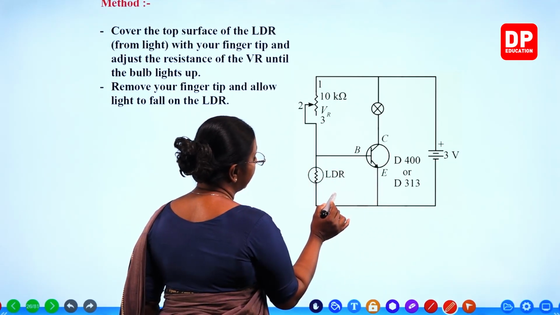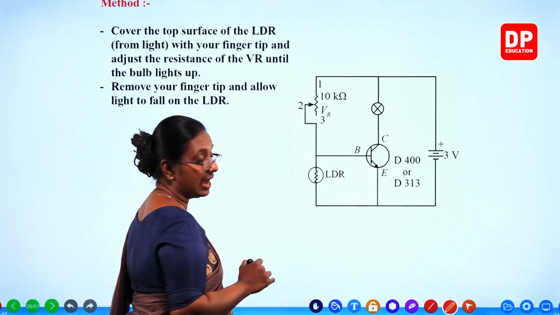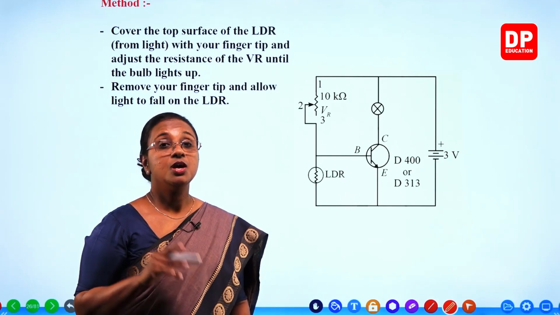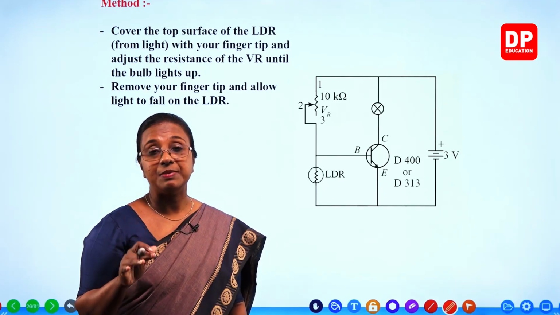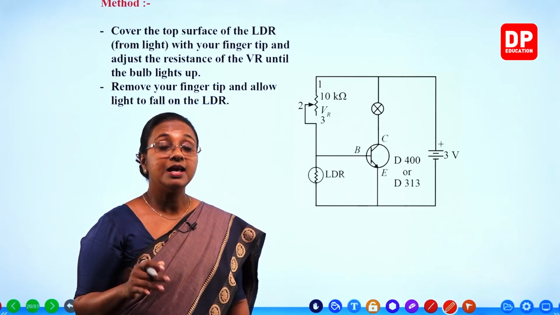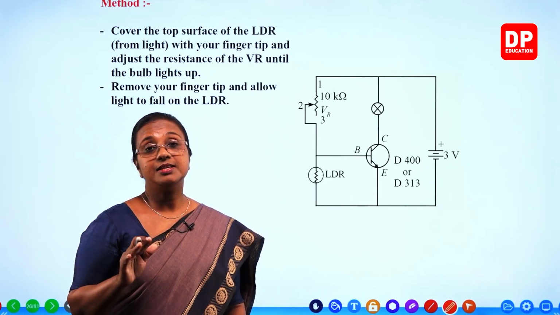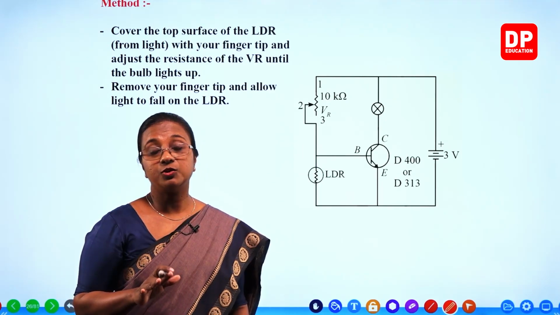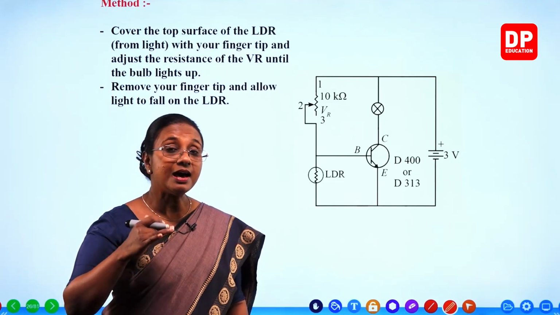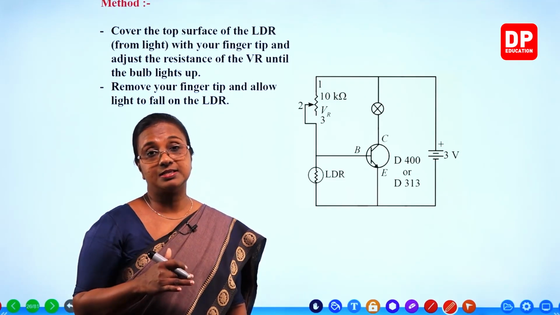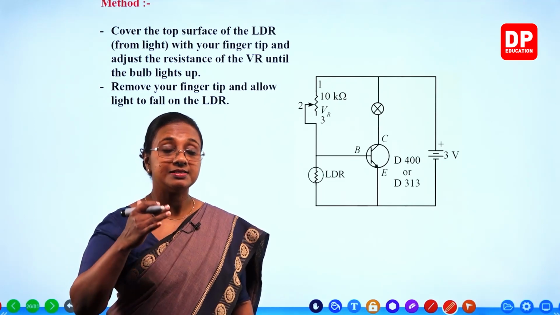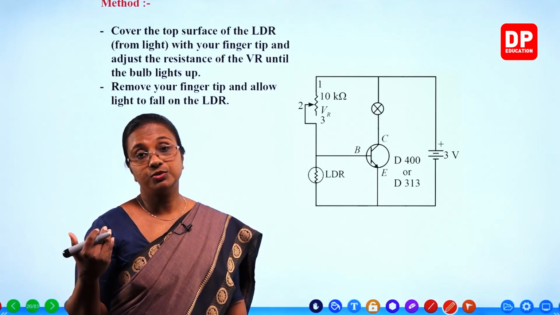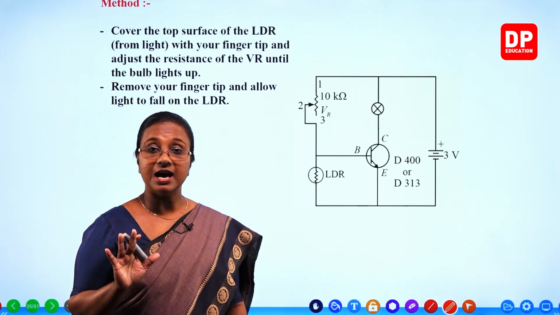Between the base and the emitter, we have an LDR. LDR is the light dependent resistor. You all know the function of a light dependent resistor. When there is no light incident on it, the resistance is high, so it doesn't allow current to flow through. But when there is light falling on it, the resistance decreases, and because of that, it allows the current to flow through it. That is how the LDR functions.